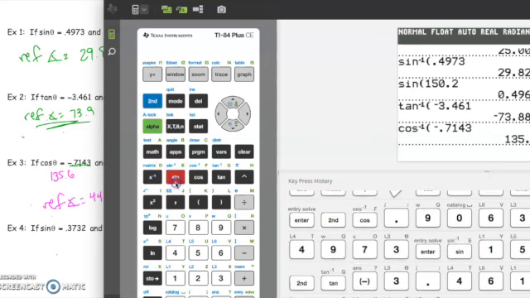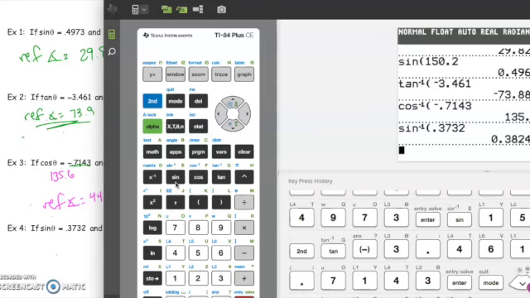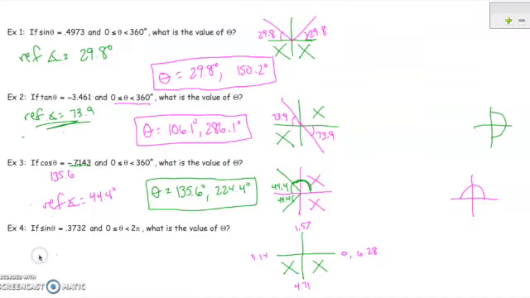So inverse sine 0.3732. Okay? And it spits out 0.382. So that is our reference angle of 0.382. Okay. So now 0.382 is less than 1.57. So that works as our first quadrant angle, and we need to find an angle in the second quadrant with a reference angle of 0.382.